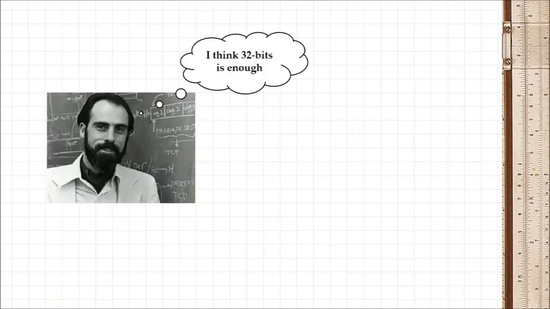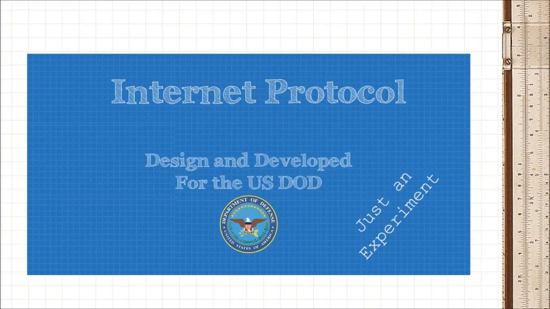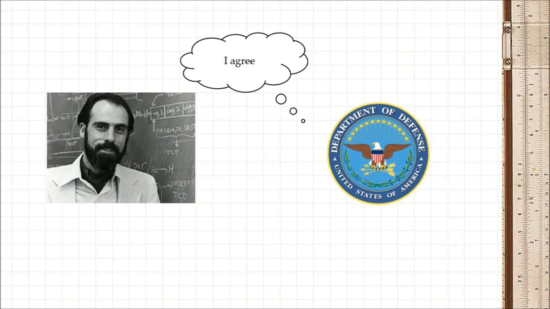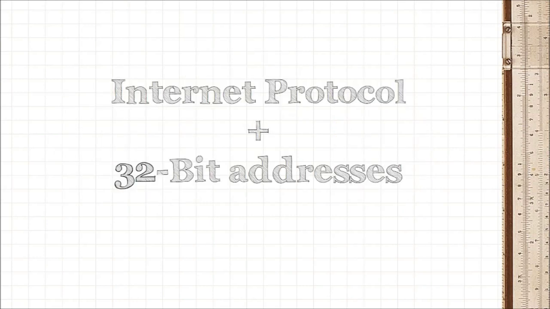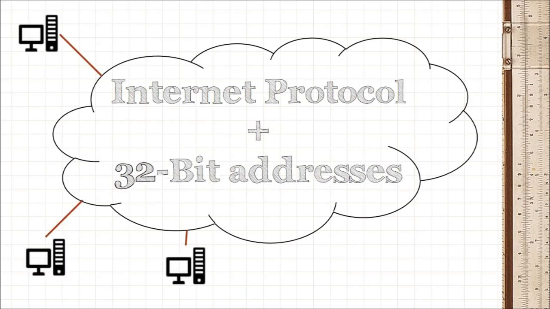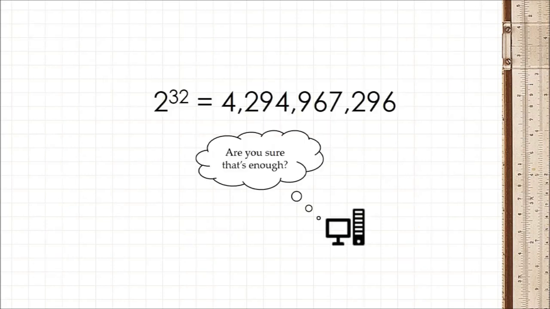Now in his defense, they were designing the Internet Protocol as an experiment for the US Department of Defense. Vincent thought that even the well-resourced US Department of Defense would never be able to create 4 billion computers on their own. What Vincent didn't realize was that IP and its 32-bit addressing space took off and became the default protocol for nearly every network on the planet, including the biggest network of them all, the Internet. Suddenly, 4 billion addresses didn't seem enough.